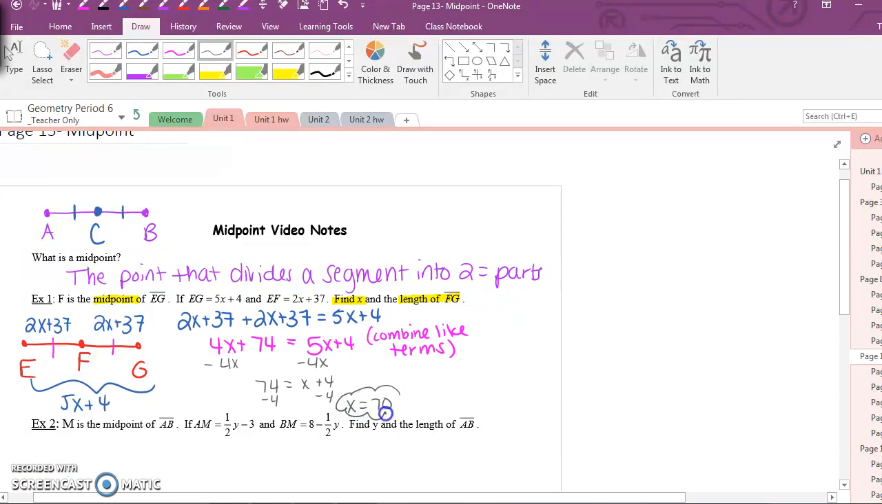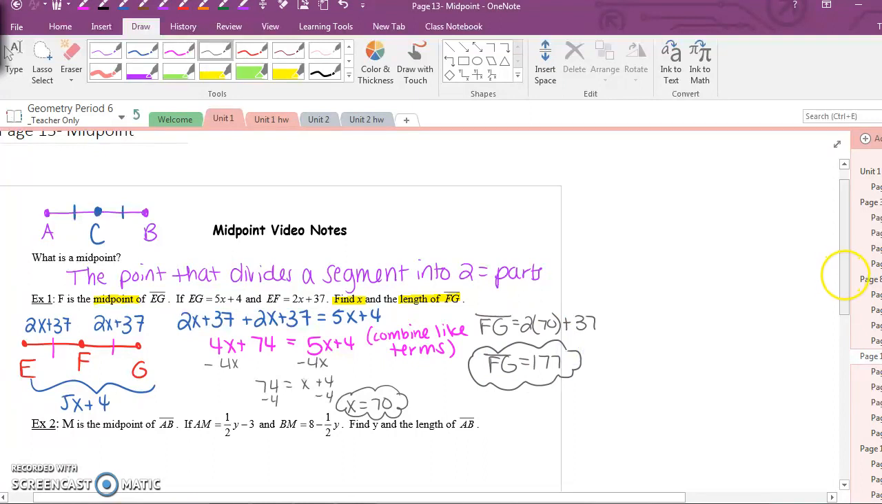I got x to be 70, and again, we're not done. We need to find the length of FG. So if FG is 2x plus 37, that's 2 times 70 plus 37, which gives me a length of 177.